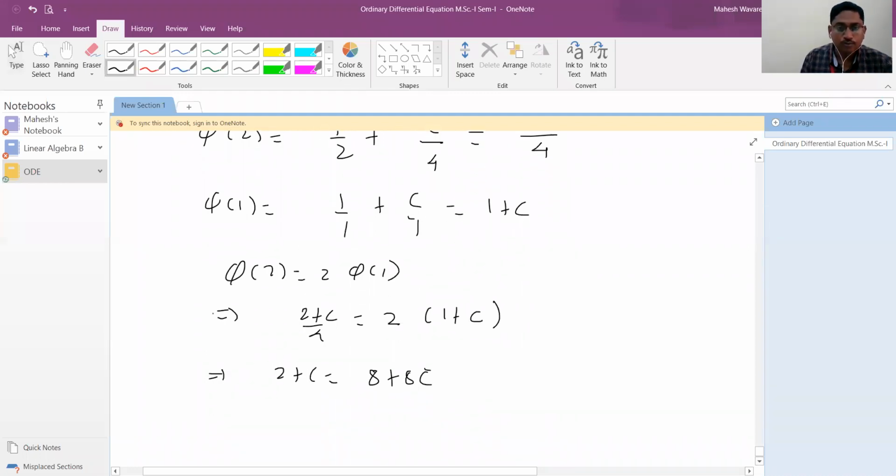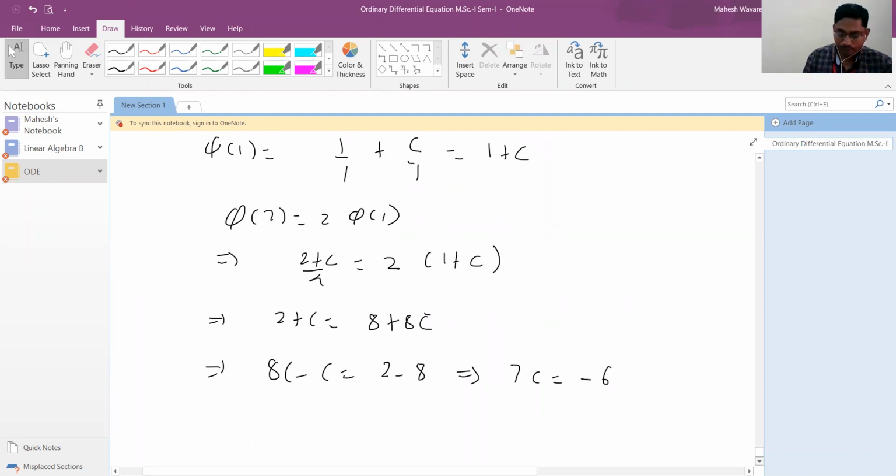So what is the value of c then? 8c minus c is equal to 2 minus 8. That is 7c equal to, check the calculation. 7c is equal to minus 6. So c is minus 6 by 7. Just check the calculations. So it implies the value of c is minus 6 by 7.